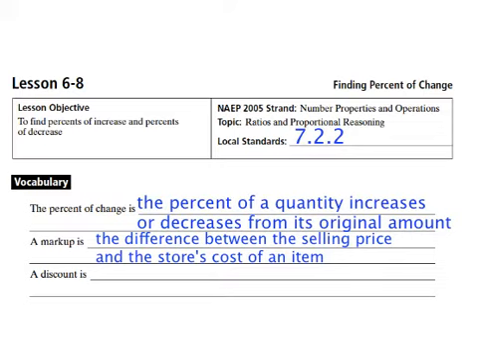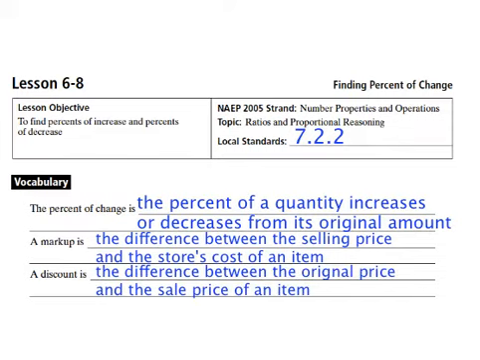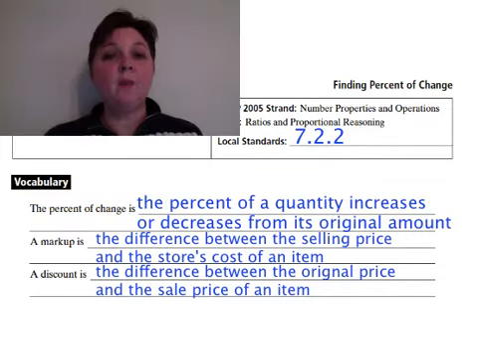A markup is the difference between the selling price and the store's cost of an item. A discount is the difference between the original price and the sale price of an item. Pause the video at this time if you need more time to copy down these notes.